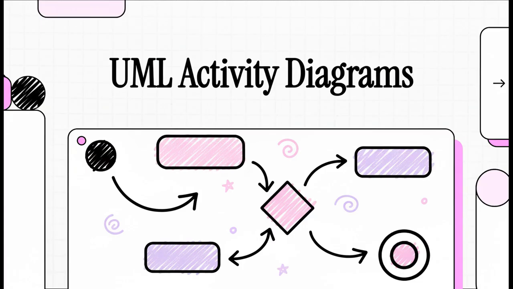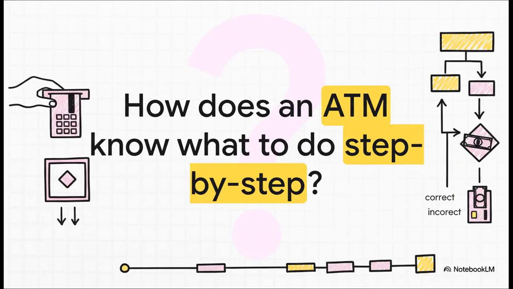So just think about the last time you used an ATM. It seems simple, right? You pop your card in, you punch in your PIN, and then a whole bunch of stuff happens behind the scenes. How in the world does that machine know what to do if your PIN is right? Or maybe even more importantly, what to do if it's wrong? Well, that precise flow of actions, that's exactly what activity diagrams are built for. And we're going to use that ATM example to walk through this whole thing today.